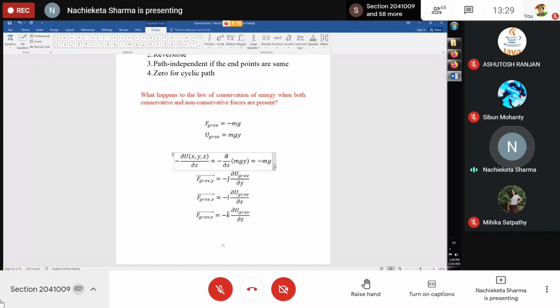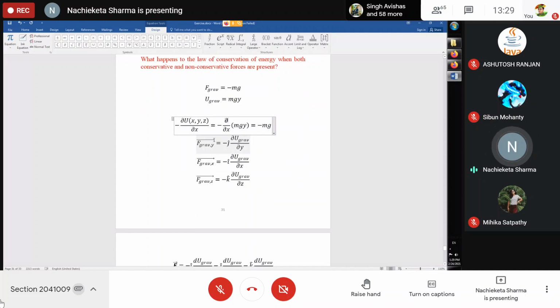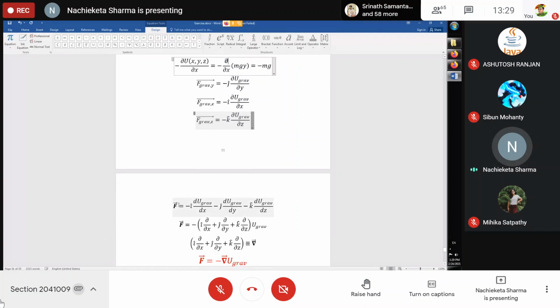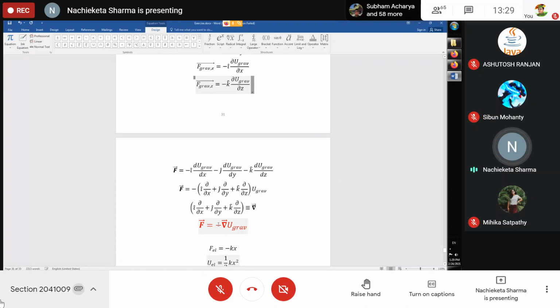So you will get minus mg. Okay, so the y component of the force is this one, the x component of the force is this one, and the z component of the force is this one. So you can write the total force as minus i cap, like this, and finally you will get this thing: F is equal to minus grad U.